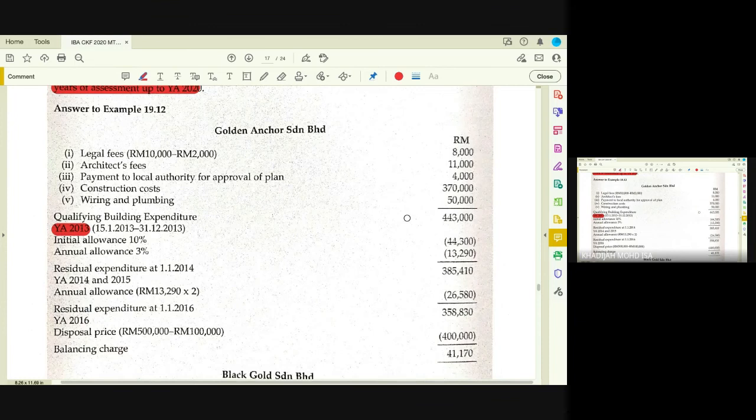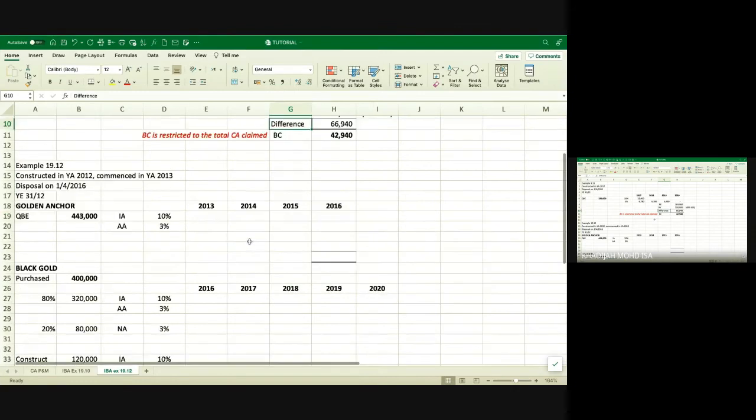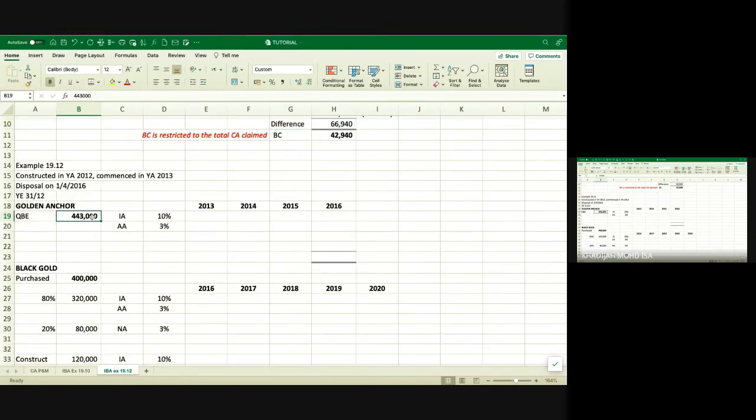Okay, and then the qualifying building expenditure, you have 443. So in my case, I have QBE as 443. But again, you have to list it down. I did not list it down here because I was in a hurry earlier. So you have the QBE as 443,000. Then you start computing.